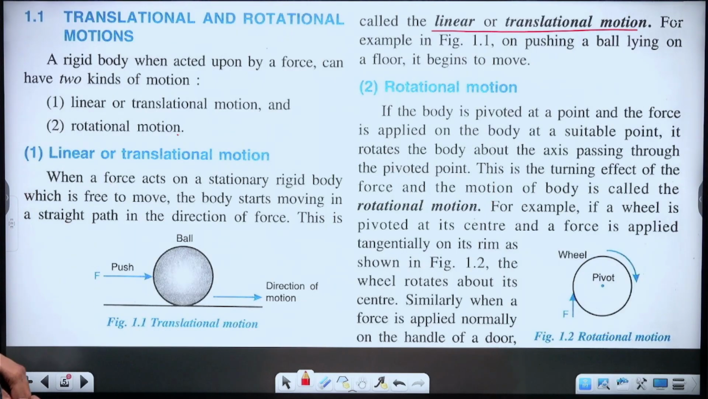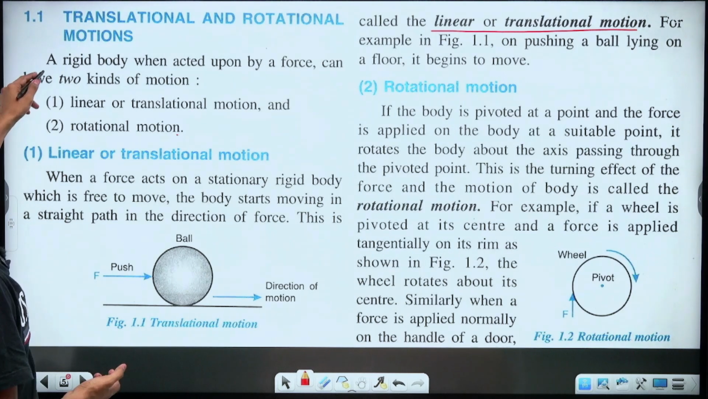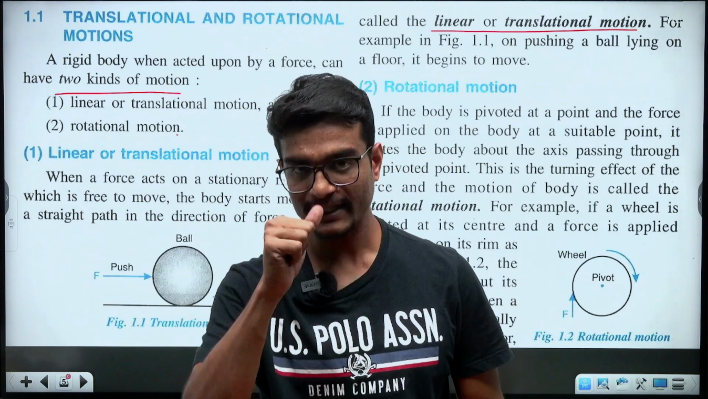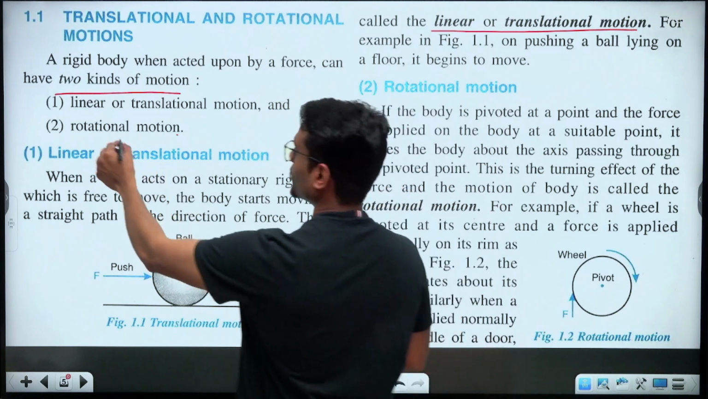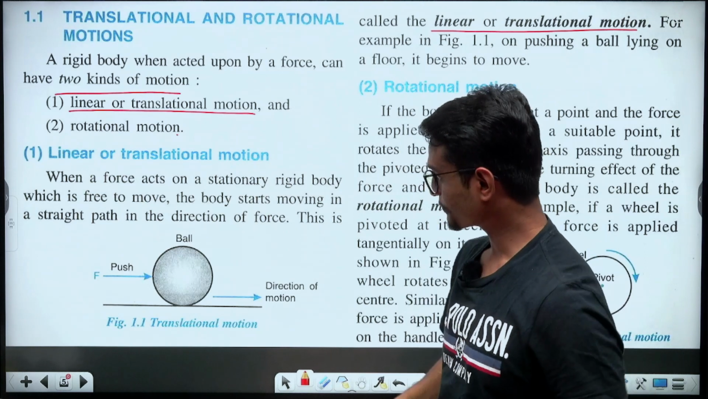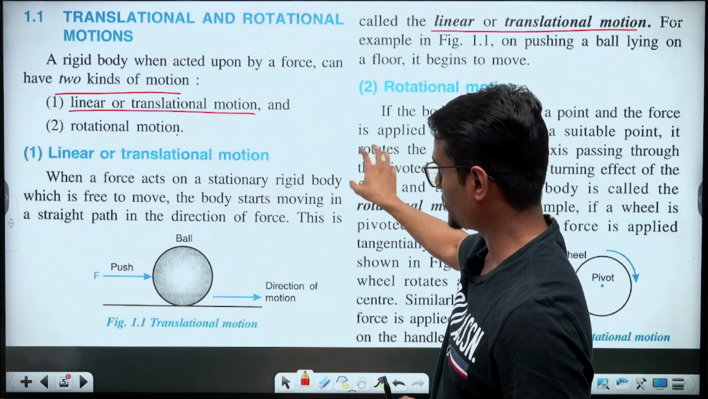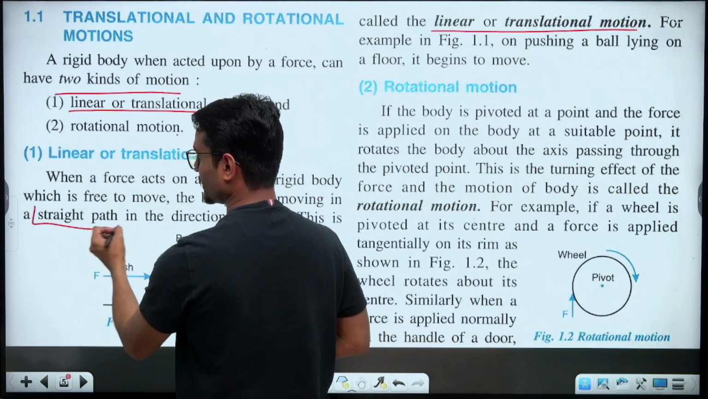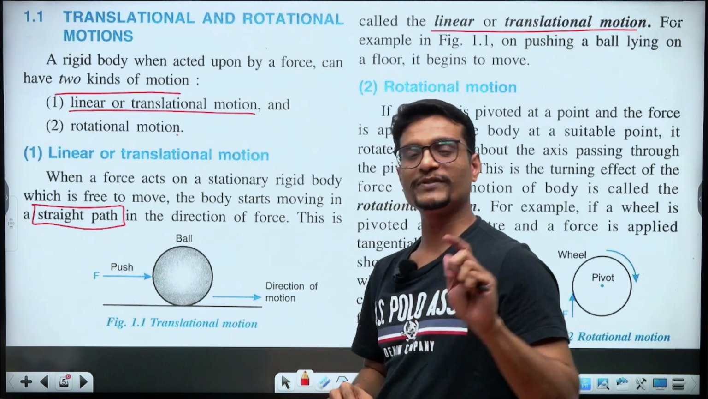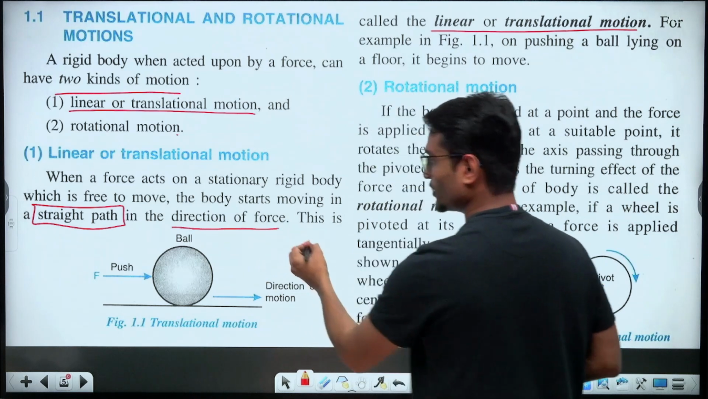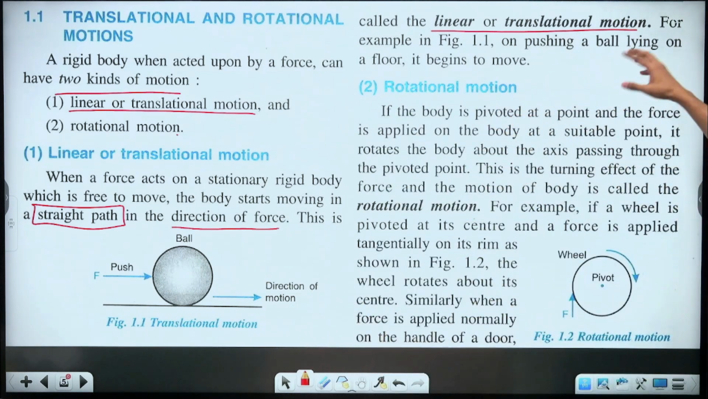So here you can see translation and rotational motion. The definitions are given. A rigid body, when acted upon by a force, can have two kinds of motion. Yes, we know this. Whenever there is a force, the body can have two motions. First, there is a possibility of a linear or translation motion. So what is linear motion? When a force acts on a stationary rigid body which is free to move and the body starts moving in a straight path. So this is important. Underline this. The body moves in a straight path, in the direction of the force. So these two things are important, and that is called a linear or translational motion.